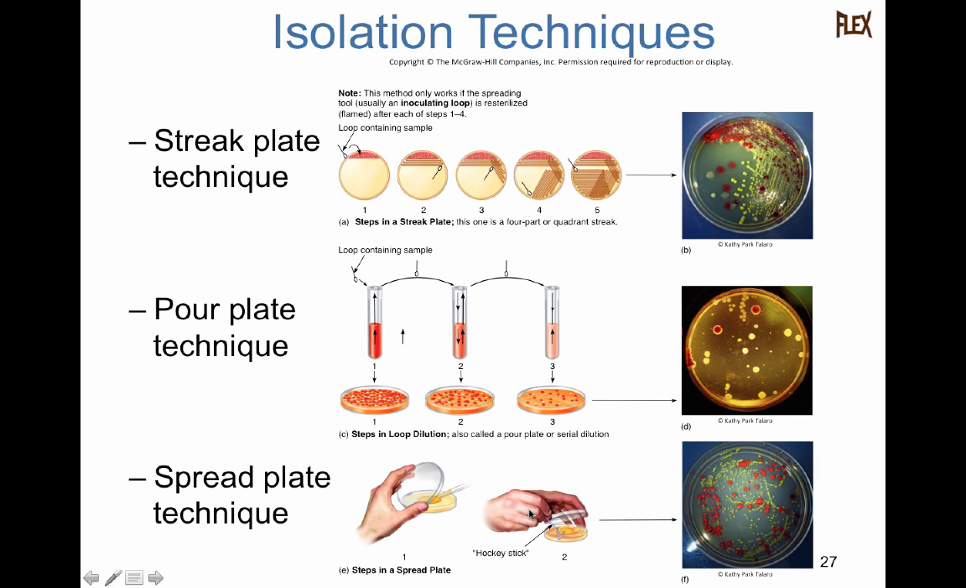You could do this with a sterile rod. They're calling it here a honey stick, but this is basically a glass rod that you place under a Bunsen burner. Usually you soak it in ethanol, isopropyl alcohol, and then flame it so it's sterile, and then spread the bacteria over the surface of the plate. So these are very important techniques in the lab.